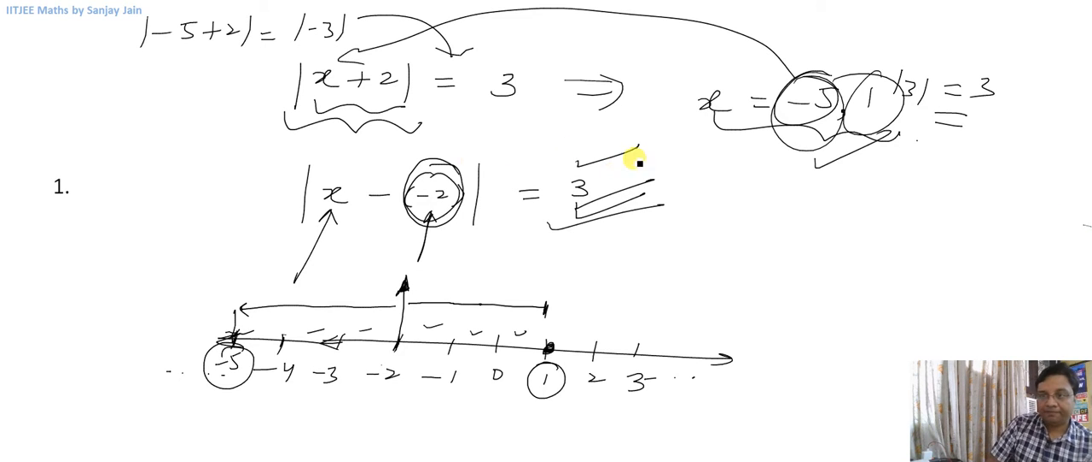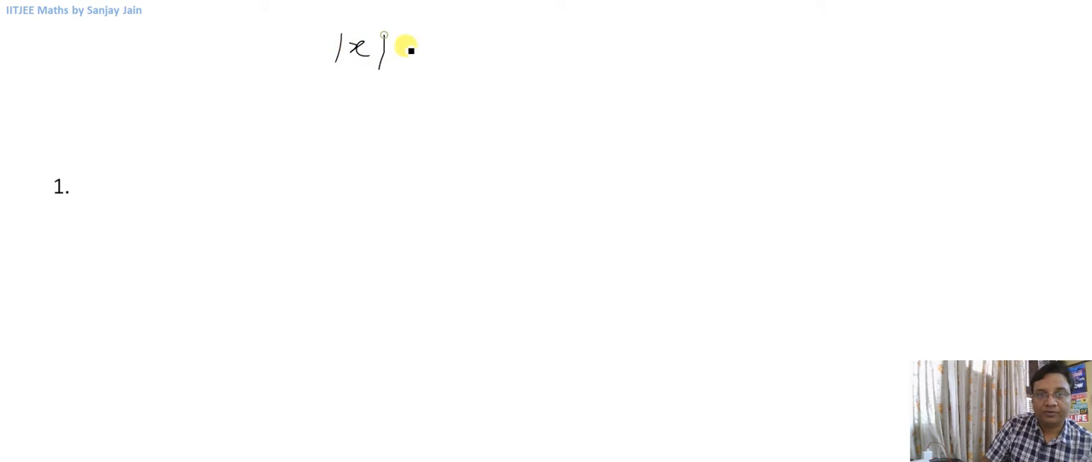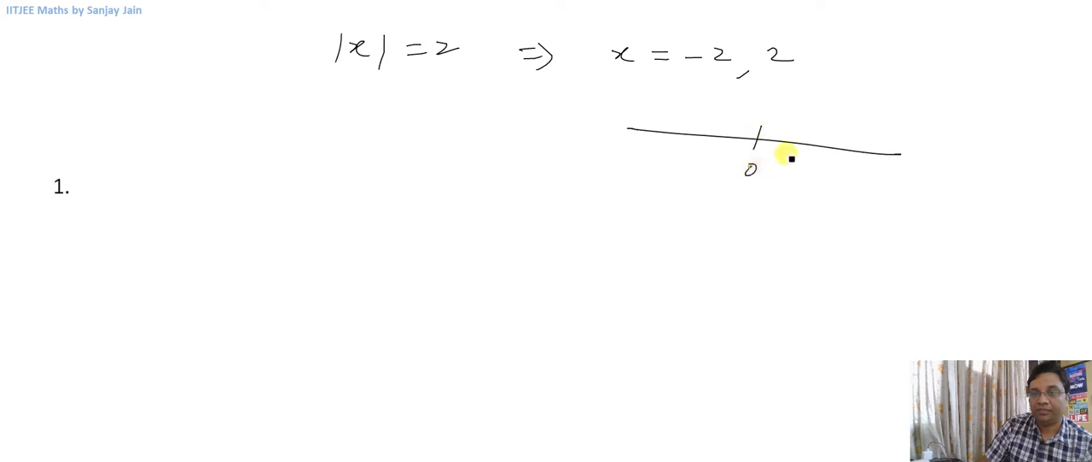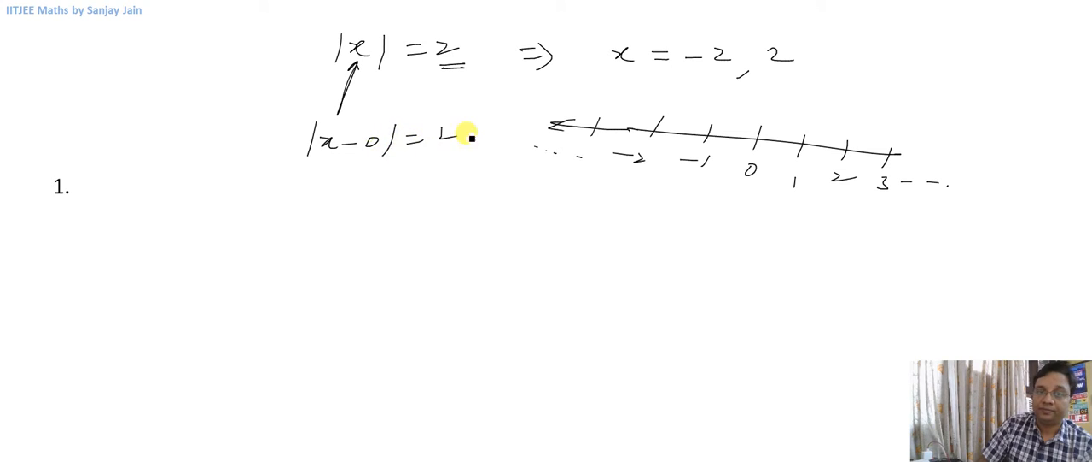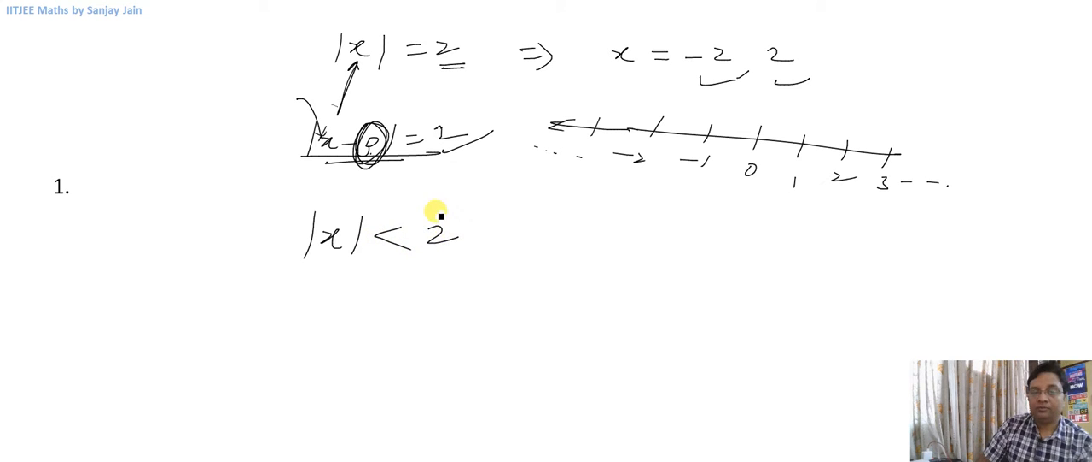Now let me clear this page. If I say mod of x is equal to 2, it will mean x is equal to -2 or 2, right? We saw it on the number line: 0, 1, 2, 3, and so on, -1, -2, and so on on the left hand side. So I am looking for a real number x which is at a distance of 2 units from 0. This is the number 0 and this is the distance of 2 units. So I am looking for the numbers which are at 2 units from 0, and these numbers are -2 and 2.